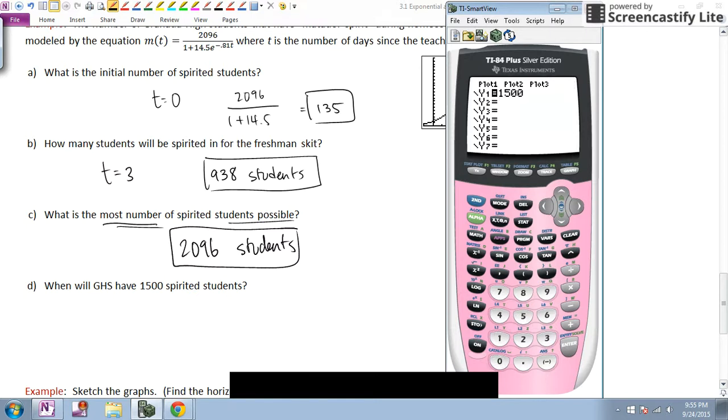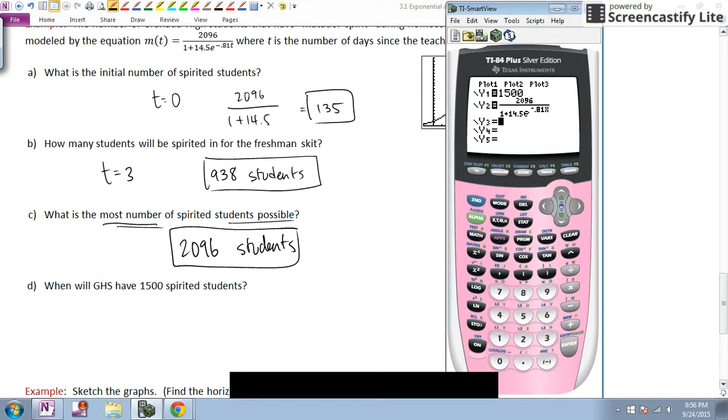Remember, the left side of the equation goes into one thing. The right side of the equation is going to go into another. Wish I could have copied and pasted. That would have been nice. 2096 over 1 plus 14.5, second, I think it's the natural log button, negative 0.81 to the x. And boom, there's my graph, right?